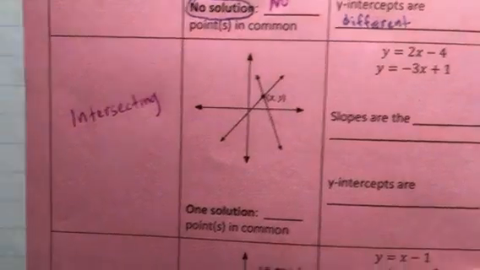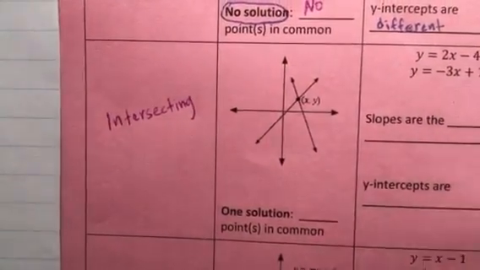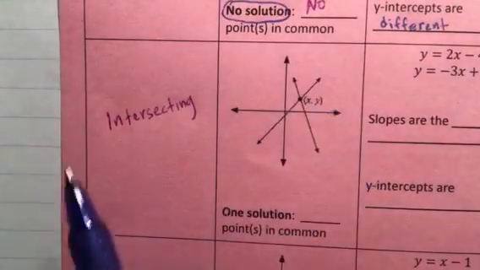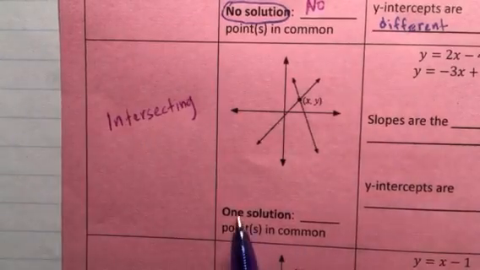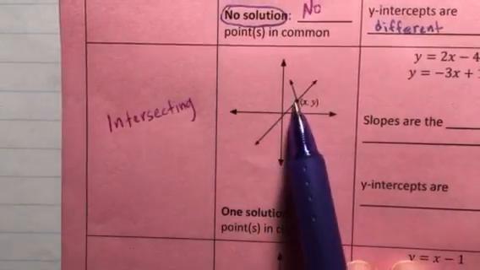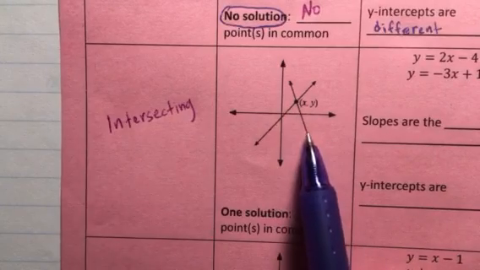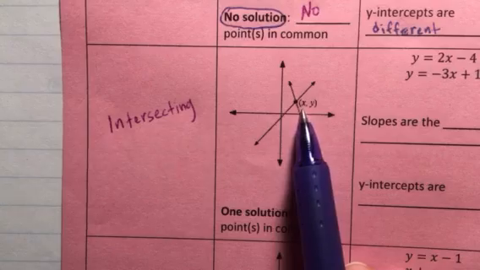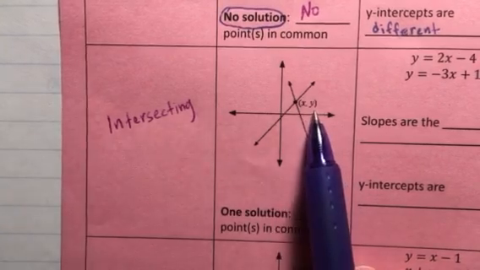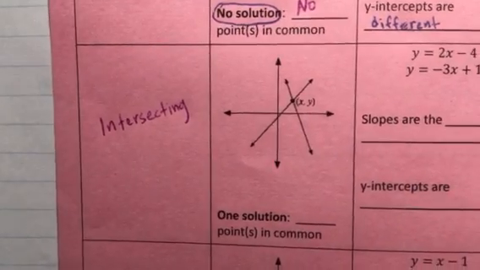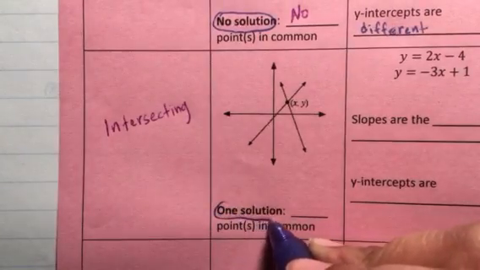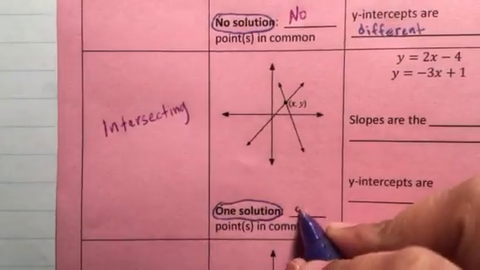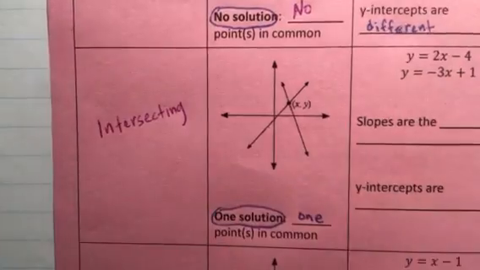The next one. These are two intersecting lines. They intersect, so they have one solution because they only intersect at one point, and that point is an ordered pair where x goes first and then the y. So here you have one solution and they only have one point in common.